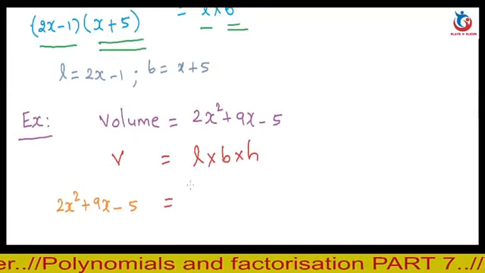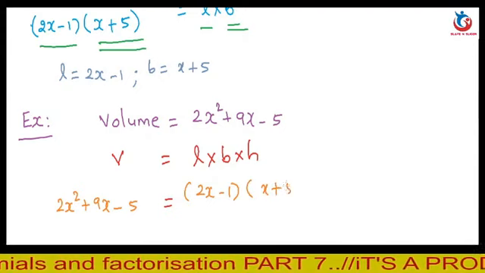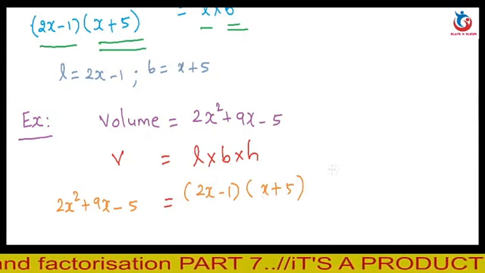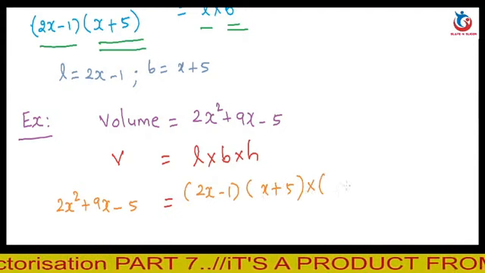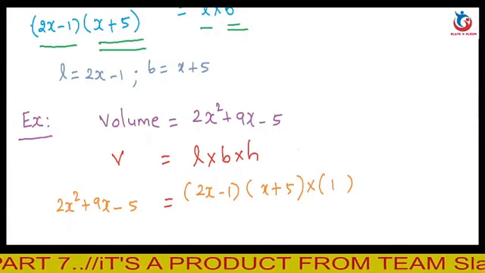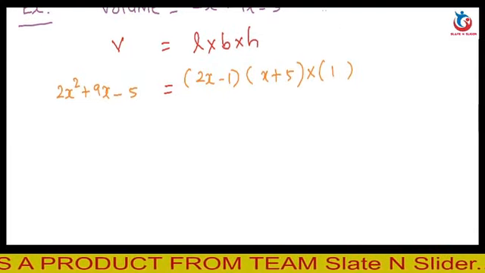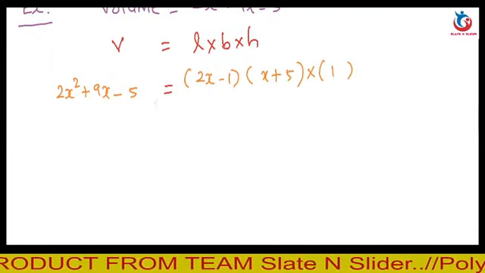So here write (2x − 1)(x + 5). Only two terms we got. We didn't get the third term. But we can write the third term as 1, because to multiply any number with 1, we get the same. So compare the values. The length is equal to 2x − 1.